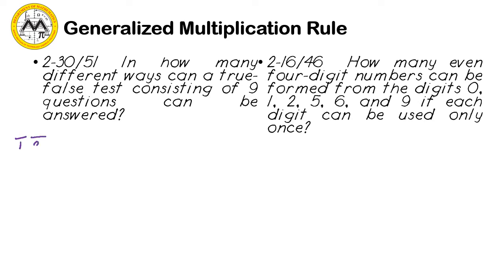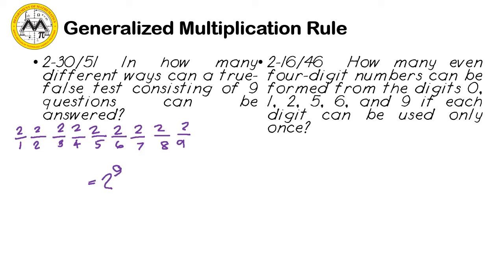For the second item, you have true or false. You do that for the rest of the exam, so 2, 3, 4, 5, 6, 7, 8, 9. So question 1, 2, 3, 4, 5, 6, 7, 8, 9. And every question can be answered by true or false. So two options for every item. So this would be 2 raised to 9.